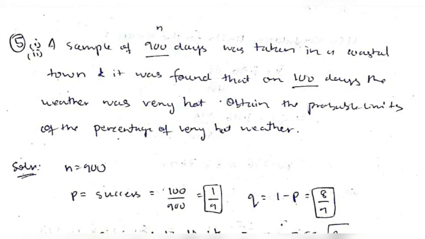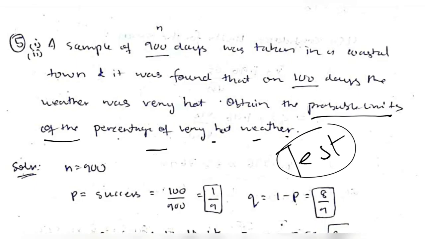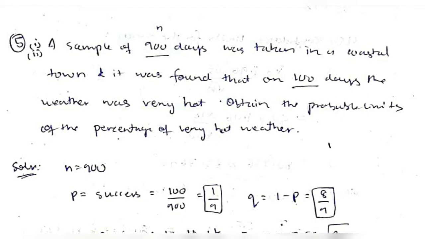What we have to find out is the probable limits of the percentage of very hot weather. In the previous cases we were testing the hypothesis, right? In this case what we are asked is to obtain the probable limits. Obtain and test are very different. In a test we just see if it's a lesser or greater value. In probable limits we find out what the actual probability is. In addition, what we have been given is the total number of days and the success rate.